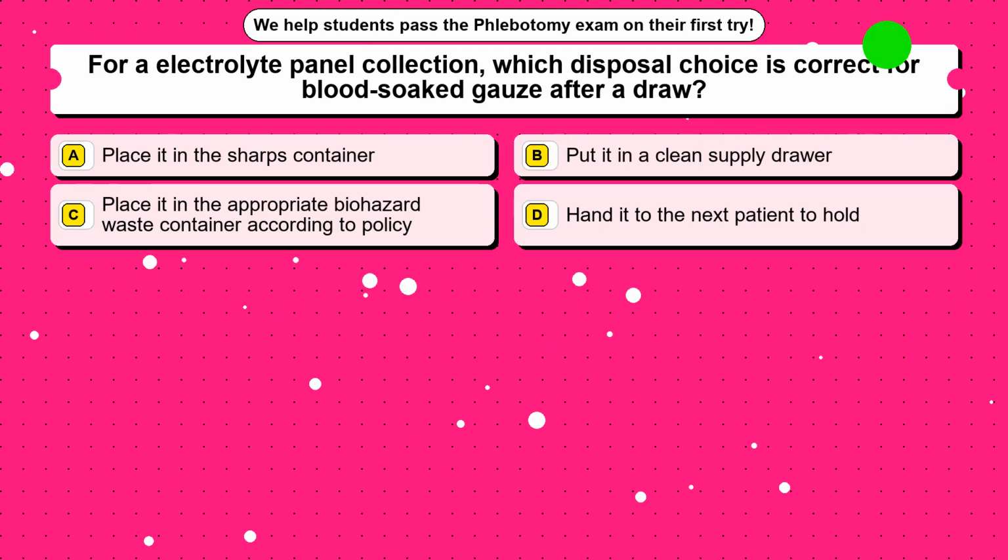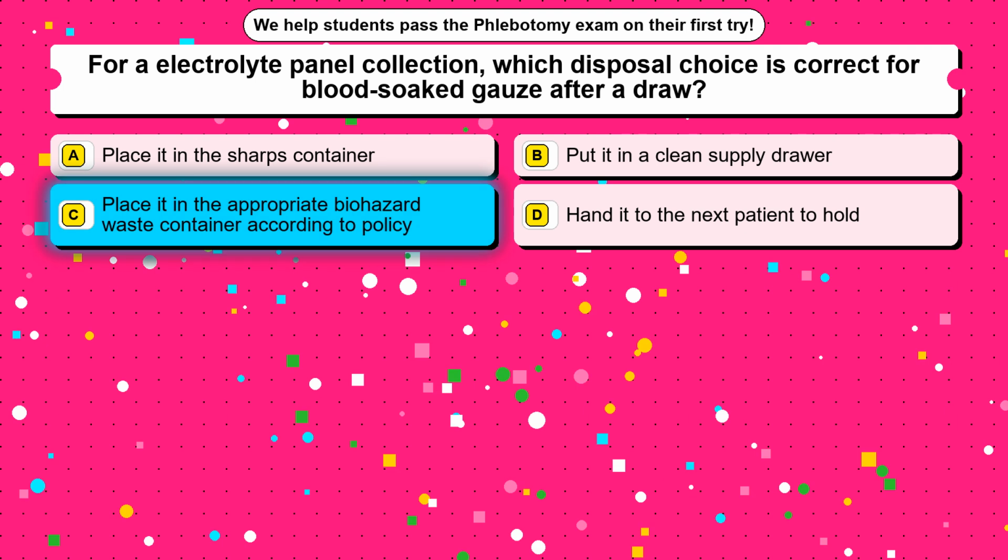Question 86. For an electrolyte panel collection, which disposal choice is correct for blood-soaked gauze after a draw? Option A, place it in the sharps container. Option B, put it in a clean supply drawer. Option C, place it in the appropriate biohazard waste container according to policy. Option D, hand it to the next patient to hold. The correct answer is option C. Place it in the appropriate biohazard waste container according to policy.